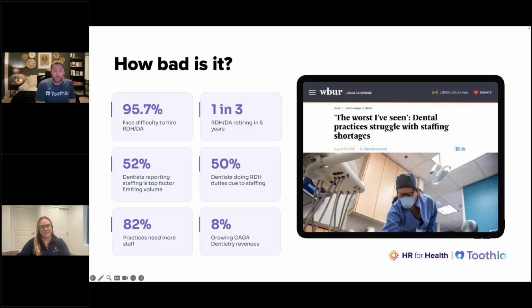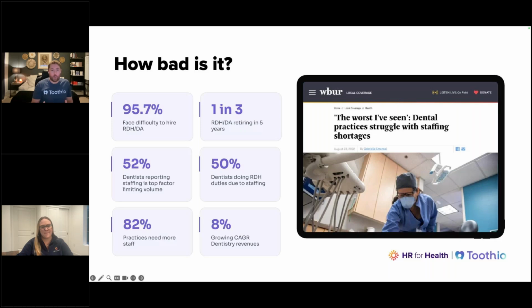And then half of dentists also say that they're doing RDH duties, which is a whole other topic that we're not going to go too deep into in this conversation. But I think it's important for context to know that you have a lot of dentists that are spending a lot of time doing hygiene duties when historically they have not done that. I think it just speaks to the staffing crisis that we're currently in. The vast majority of practices need more staff.